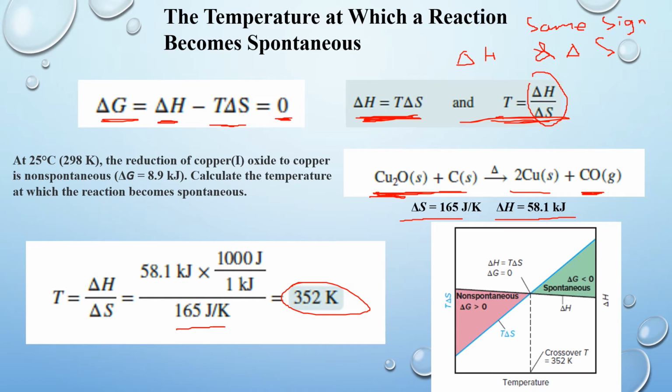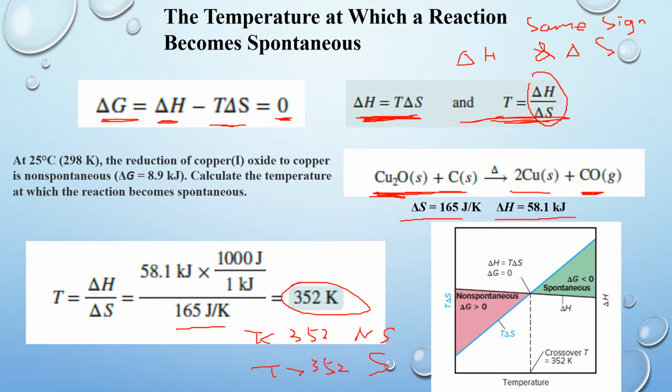That means when the temperature is less than this 352 Kelvin, it is non-spontaneous, but if it's greater than 352, it will be spontaneous. This is true when they're both positive. If they're both negative, you can still use this equation, but after you get the temperature, when the temperature is greater than your resulting temperature, it will be non-spontaneous. So the trend will be opposite.